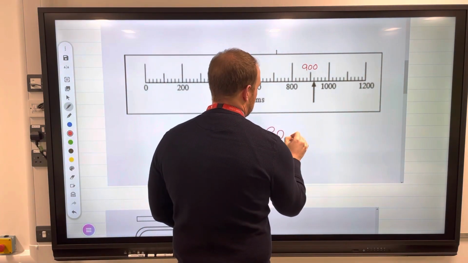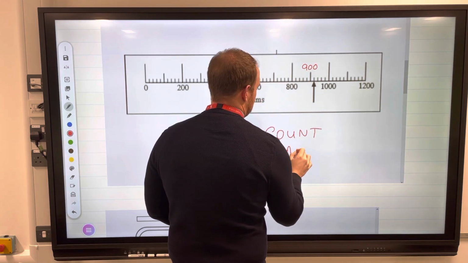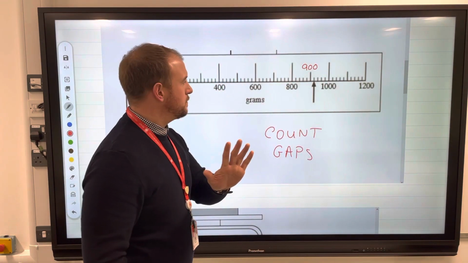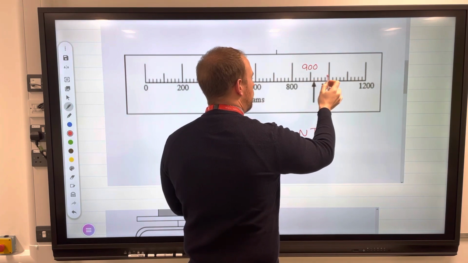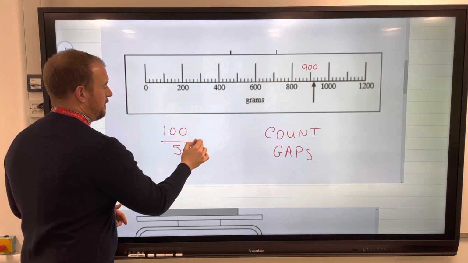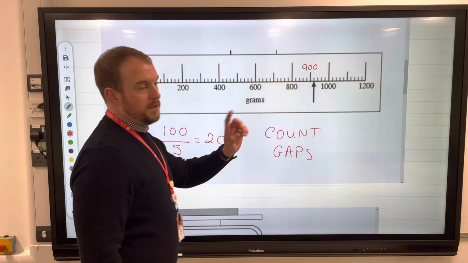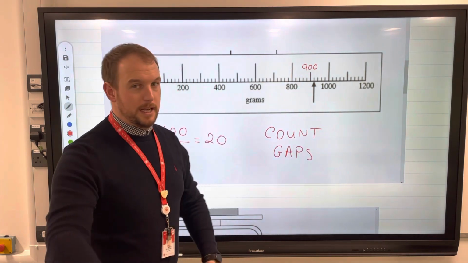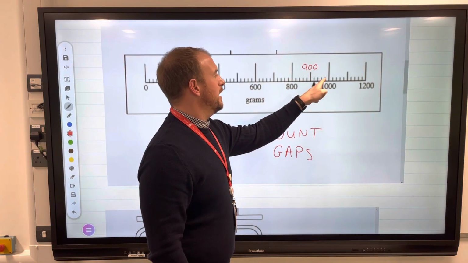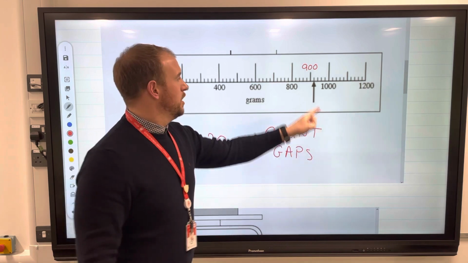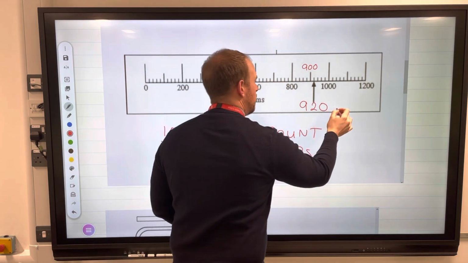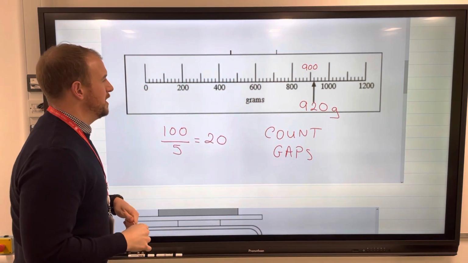Okay, count gaps. The gaps here we have 1, 2, 3, 4, 5 gaps. Okay, 5 gaps for 100 grams. So 100 divided by the 5 gaps is 20. So for this one, each little line is worth 20. Let's just check it though. 900, 920, 940, 960, 980, 1000. It works. So this line is pointing at 920 grams. Don't forget units of measurement at the end.